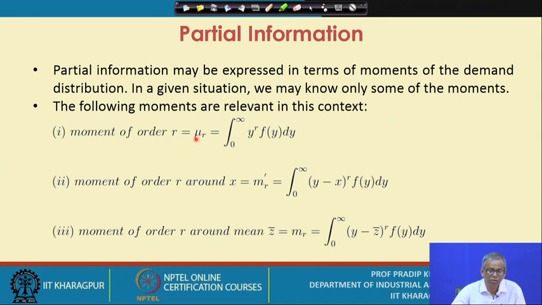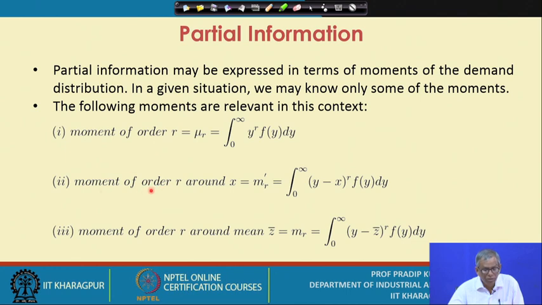Moment of order r, the notation is mu r, and Fy is the probability density function, where Y is the demand, the continuous random variable. So against Y, the probability density function is Fy. It is the integration from 0 to infinity of y to the power r, because it is order r, Fy dy. This is the basic definition of moment of order r.